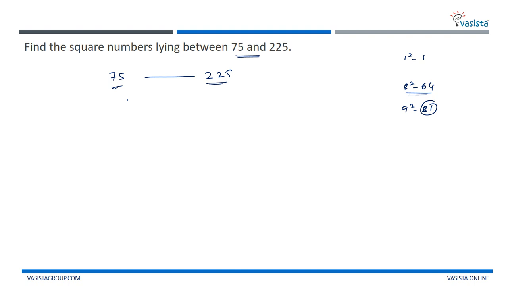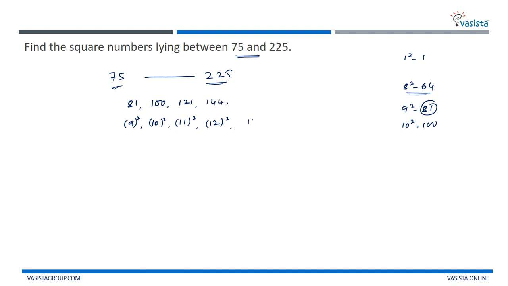So, the first number is 81. The next is 100, 10 square. 10 square is 100. This is nothing but 9 square, and this is 10 square. Now, let me go with 11 square. 11 square is 121, right. Then 12 square. 12 square is nothing but 12 into 12, that is 144.